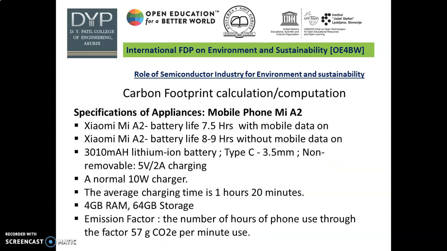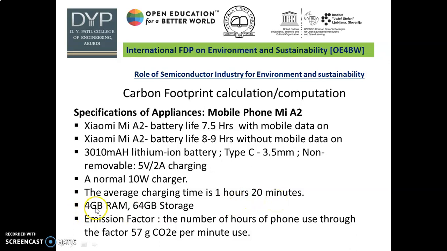Now let us see how the carbon footprint calculation for a case study is considered, in which we consider a mobile phone, MI A2, which has a battery life of 7.5 hours with mobile data on, and 8 to 9 hours without mobile data. It uses a lithium type C battery with 3.5 mm. Its voltage is 5 volt with 2 ampere charging, and the normal 10 watt charger power consumption is 10 watt. The average charging time is 1 hour 20 minutes, that is 80 minutes, approximately 1.33 hours.